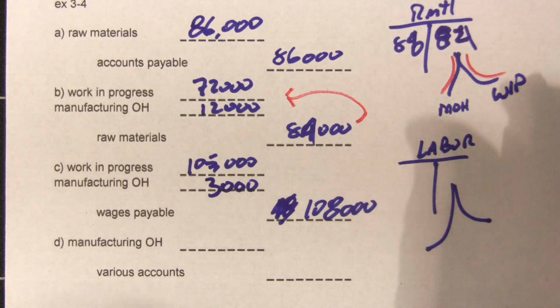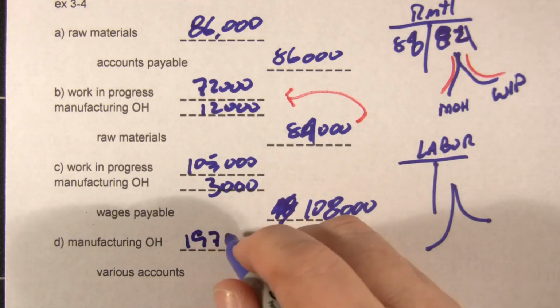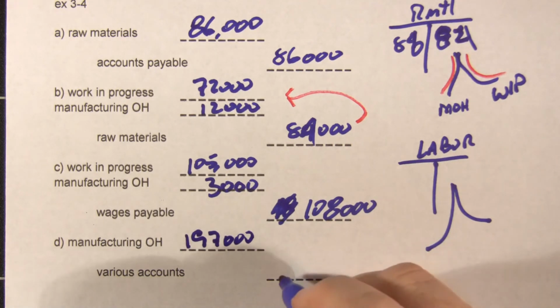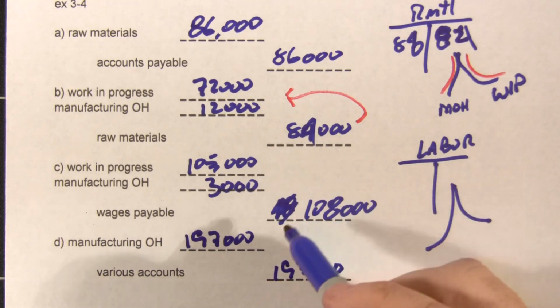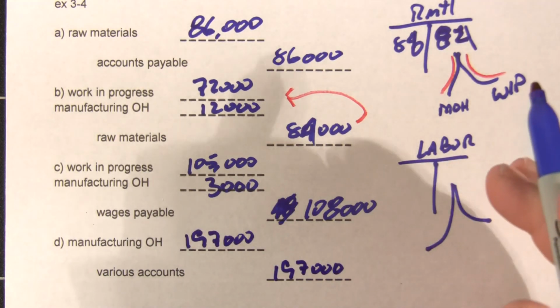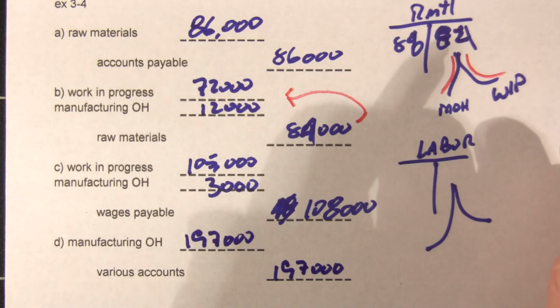Now these additional costs, these could be anything. These are costs we had to pay, we just can't trace them directly back to product. It's $197,000 of them, and various accounts are credited 197. Because remember, the overhead is not an expense for us yet. It's not an expense until it gets to cost of goods sold.